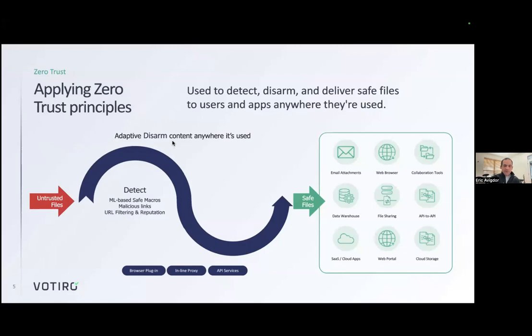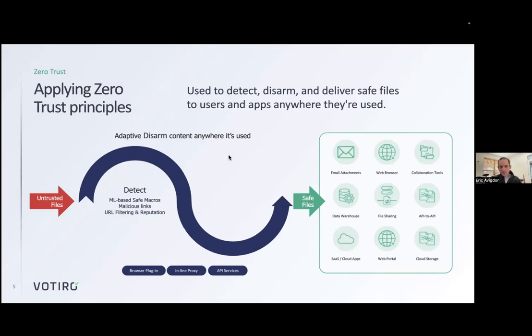So Votiro takes a zero trust approach to data security and to file security. The same zero trust approach that you would take with identity and access, the same type of approach is being taken here on files and data. We trust no file. We assume every file is malicious or suspicious, and we treat it as such, delivering 100% safe files across all mediums, across email and collaboration tools and browser downloads and portal uploads and SaaS applications and file transfers and data warehouses, anywhere where data resides.